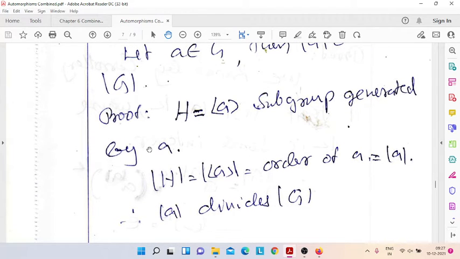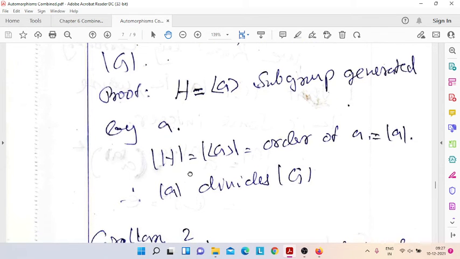Let us consider a group H equal to the cyclic group generated by A. Then H will be a subgroup of G. Because A is a member of G, the cyclic group generated by A will be completely contained in G. So H is a subgroup of G.